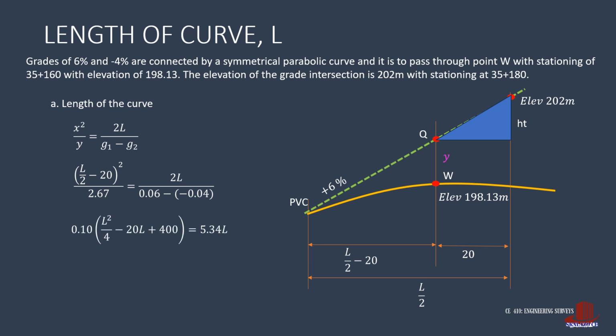Cross multiply and expand the square to have 0.1 of the trinomial, a quarter of L squared minus 20L plus 400, which is equated to 5.34L. Distribute 0.1 and get 0.025L squared minus 2L plus 40, which is equal to 5.34L. By using the quadratic equation, we can find the value of L as 288.0453 meters.